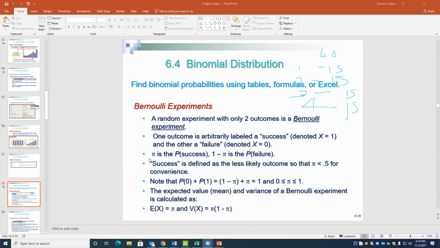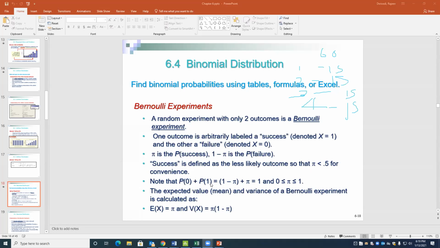And here, if pi is success, 1 minus pi is failure. Let's say I'm going to take a Zoom class tomorrow and the probability is 10%. So what is the 90%? 1 minus 10% means 90% I am not going to take the Zoom class tomorrow. Success is defined as the less likely outcome, so pi should be less than 0.5 for convenience. And in some cases, it is used.